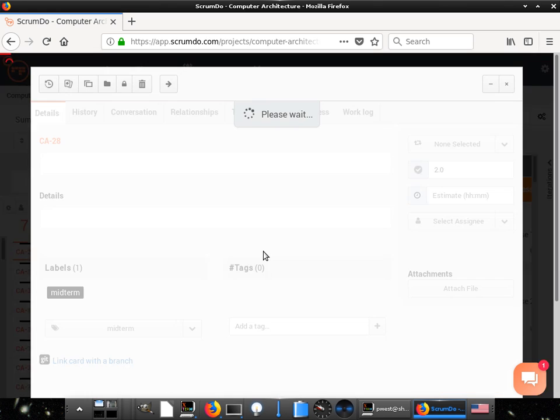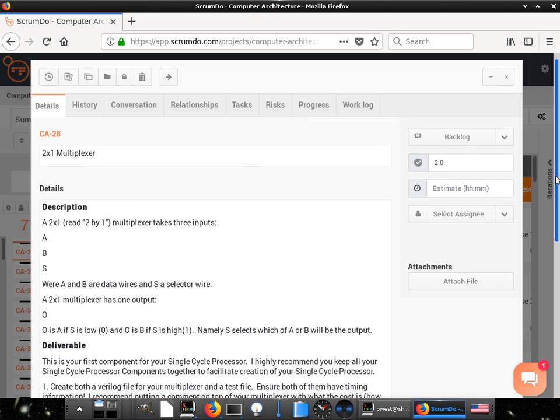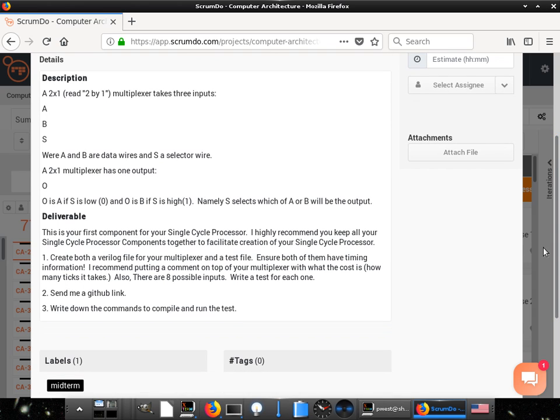Also, we might as well get to the multiplexer. So a 2x1 multiplexer has 3 inputs. A and B are data wires, S is the selector wire. A 2x1 multiplexer has 1 output. The output is A if S is low, and the output is B if S is high.